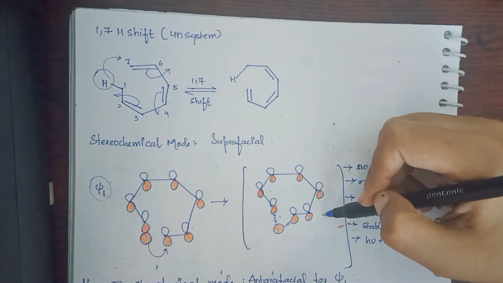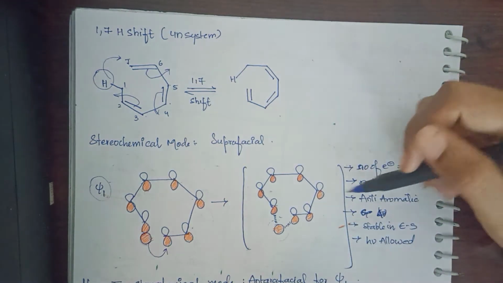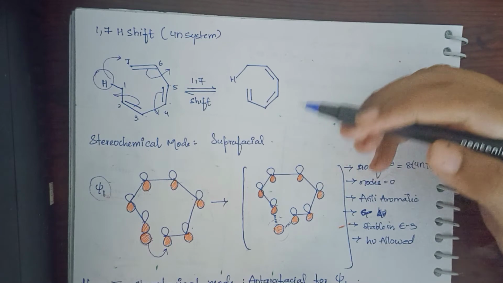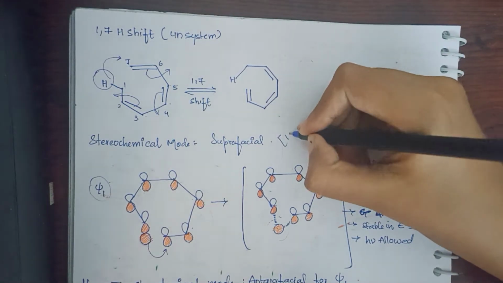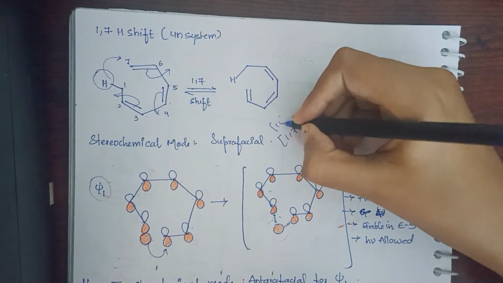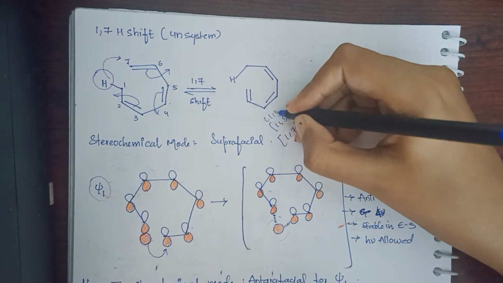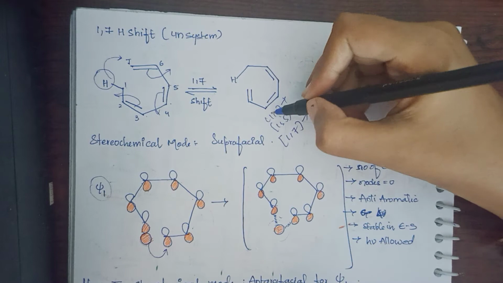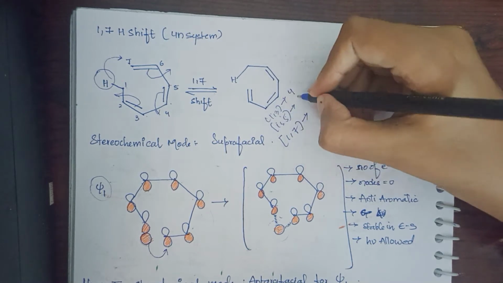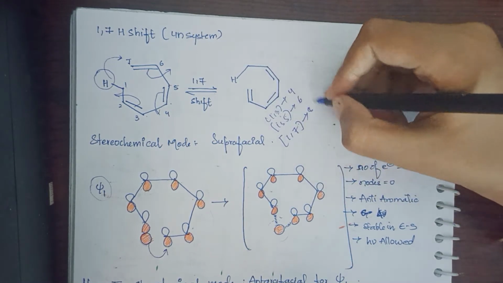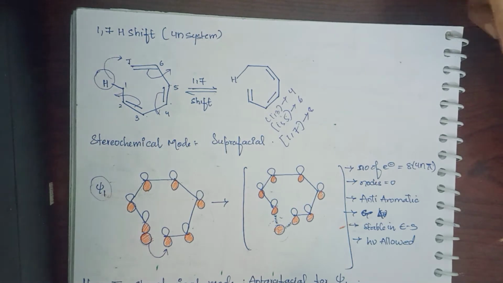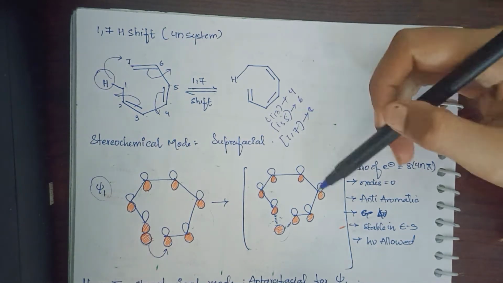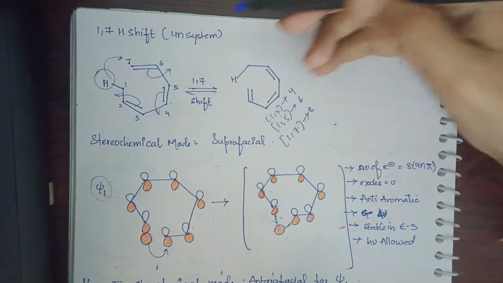After drawing the transition state, we have to count the number of nodes. First, the number of electrons. I have already told you the trick: 1,7, 1,5, 1,3. To see how many electrons are participating: 3 plus 1 is 4, 5 plus 1 is 6, 7 plus 1 is 8. In this way you can identify the number of electrons participating. So the number of electrons is 8.